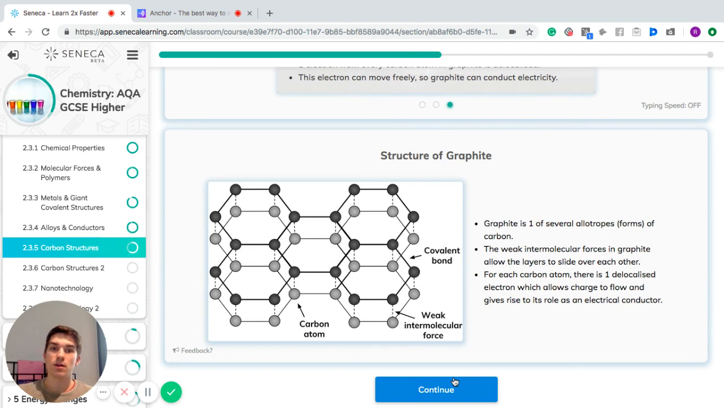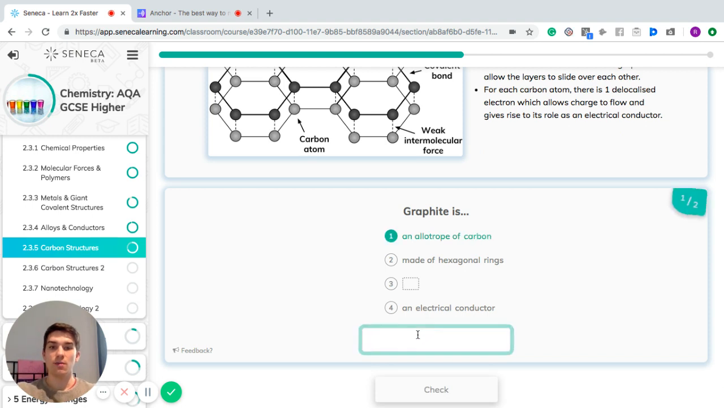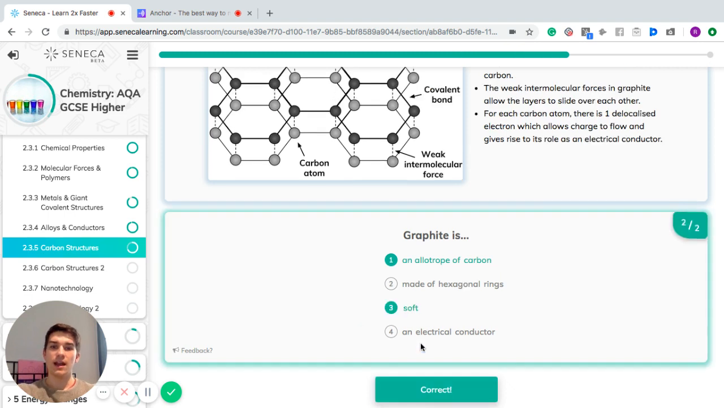So to recap that, graphite is one of several allotropes of carbon. The weak intermolecular forces in graphite make the layers slide over each other easily. And for each carbon atom, there is 1 delocalized electron, which allows charge to flow and gives rise to its role as an electrical conductor. So, graphite is an allotrope of carbon. It's made of hexagonal rings. It's an electrical conductor, and it is soft.